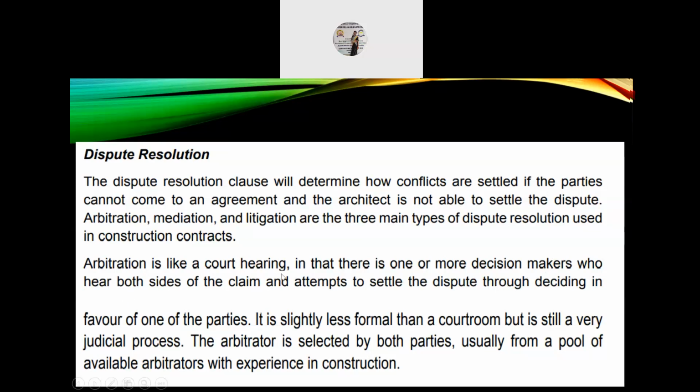Arbitration is like a court hearing in that there is one or more decision makers who hear both sides of the claim and attempt to settle the dispute by deciding in favor of one of the parties. It is slightly less formal than a courtroom but is still a very judicial process. The arbitrator is selected by both parties, usually from a pool of available arbitrators with experience in construction.